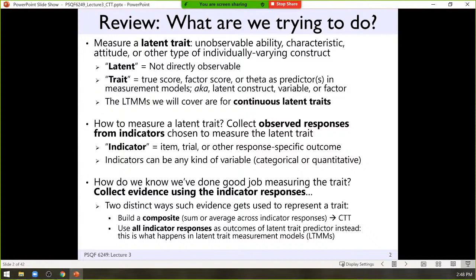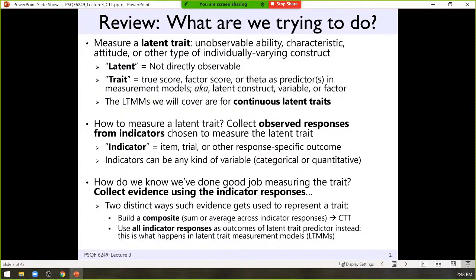I heard someone say the other day, it's not like we can take a blood draw and find out what your level of depression is, right? There's a lot of processes that you can measure exactly, and there's a lot of things that you can't. These models are designed for the latter. There are 2 ways that we use the observed variables thought to measure these latent traits. We can either add them up and call that the trait, or we can fit measurement models in which the trait is thought to be a latent predictor.